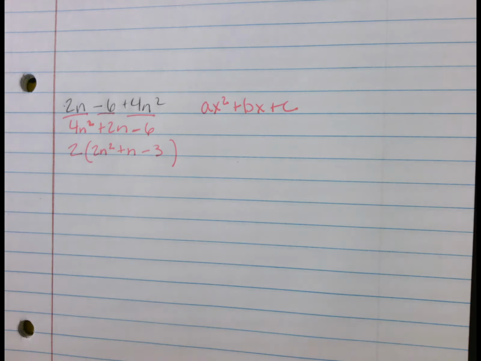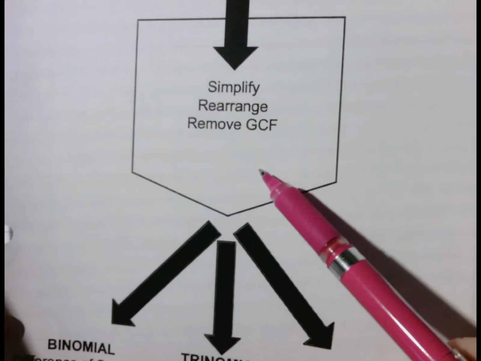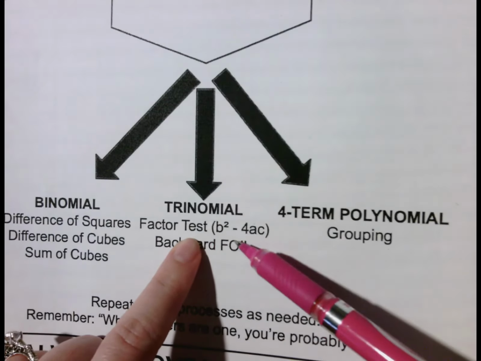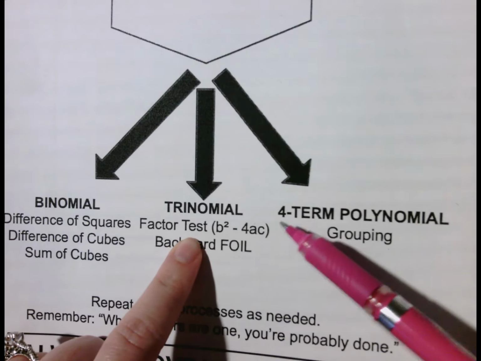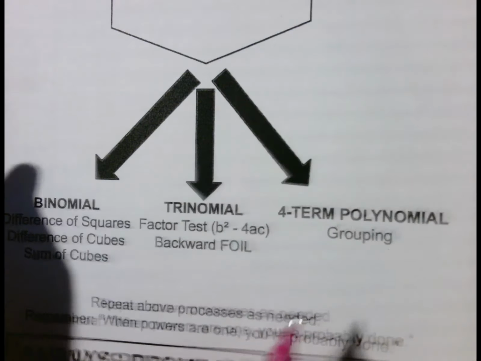Once again, we've removed our greatest common factor. We've gone through these steps. Now we have a trinomial. So the first step is the factor test. If it's prime, awesome, that's all we have to do. If it's not, we're going to move on to backwards FOIL. So, factor test on this.